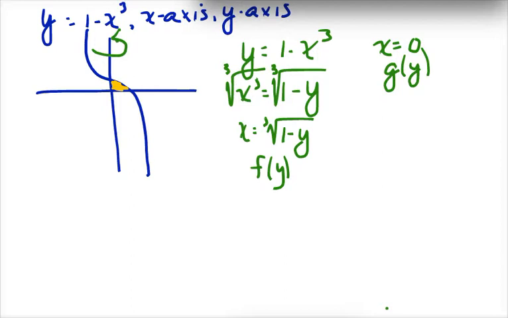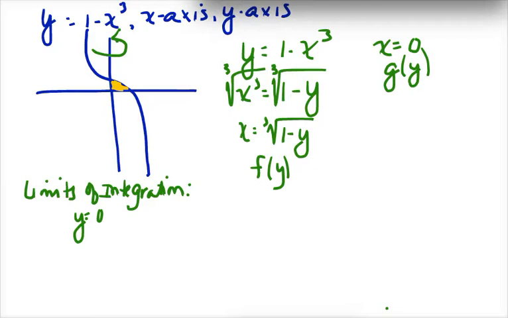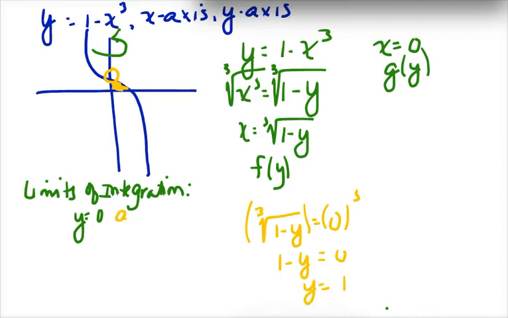The limits of integration go from y equals 0 to this point of intersection. And the point of intersection is where the cube root of 1 minus y equals 0. So cube both sides, and you're left with 1 minus y equals 0, or y equals 1. So your other limit of integration is y equals 1.